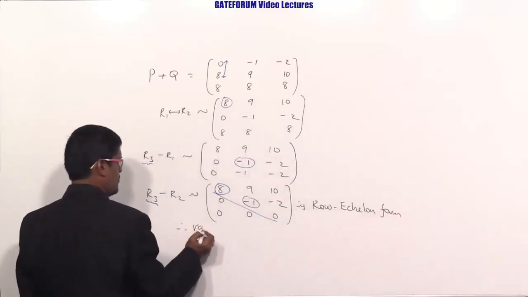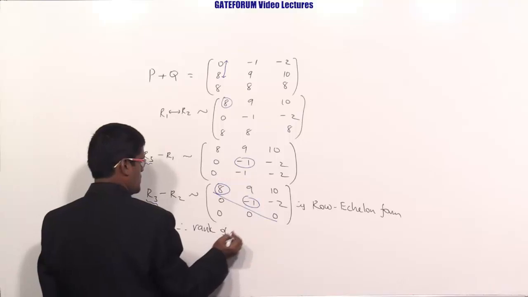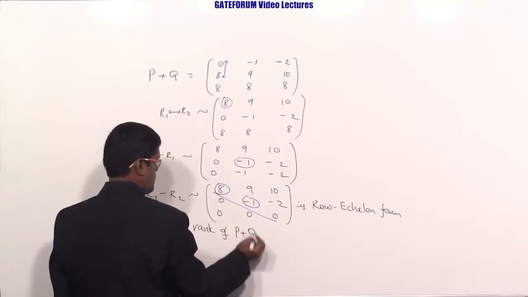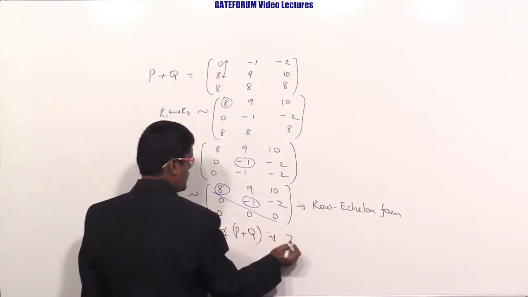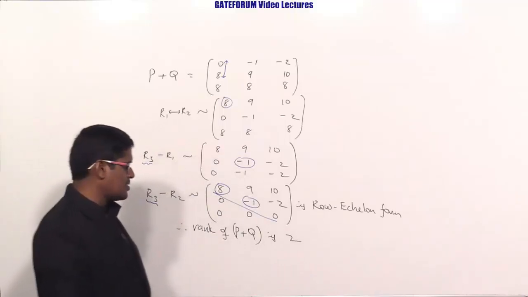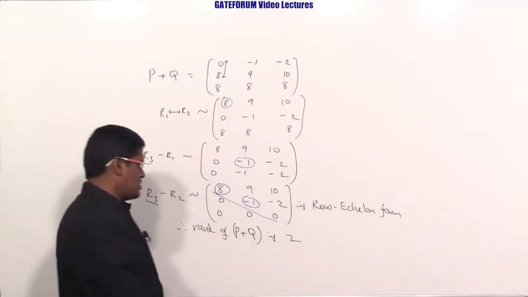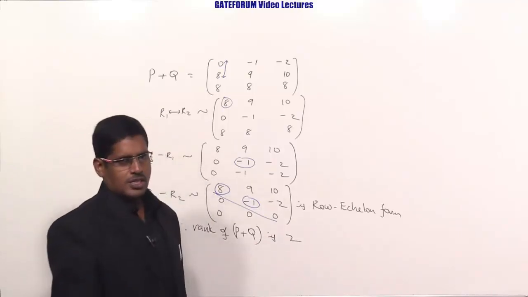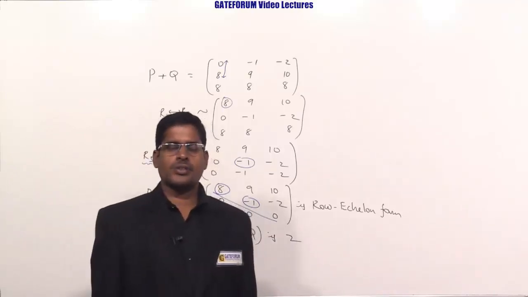Therefore, the rank of the P plus Q matrix is the number of non-zero rows, that is 2 non-zero rows, because it is a row echelon form matrix. So finally rank is 2. Answer is 2. This is the end of the question.